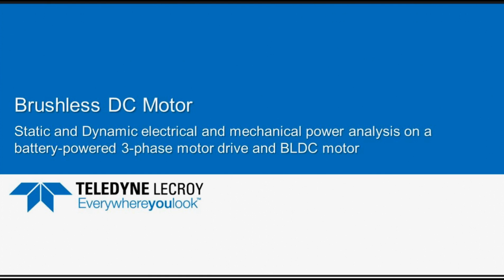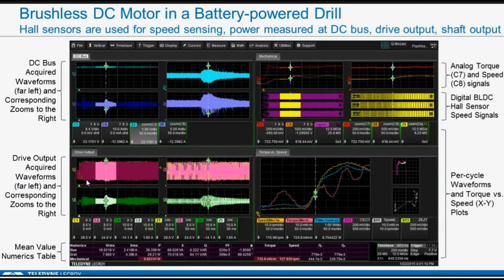Okay, let's look at a brushless DC motor. When I say brushless DC motor, I mean something that uses Hall effect sensors and a 6-step commutation. And this particular motor is battery powered. It's a power drill I bought at a home center and took apart. And it's very interesting to look at this.